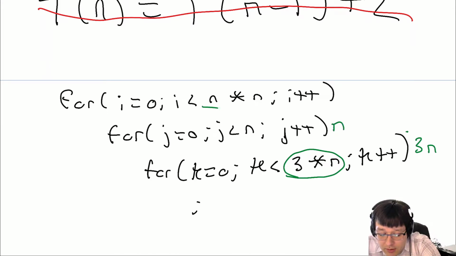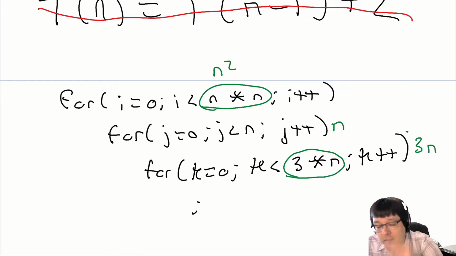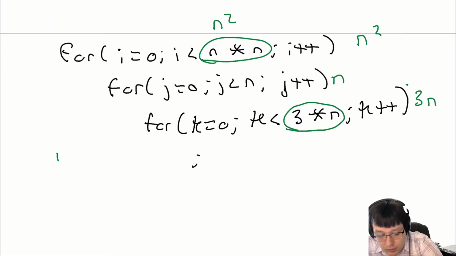The one out here is actually running n squared times because of the i. The i is going from 0 all the way until n times n. So this one's going to run n squared times, okay? So basically now we have the 3 loops. We have n squared, we have n, and we have 3n.